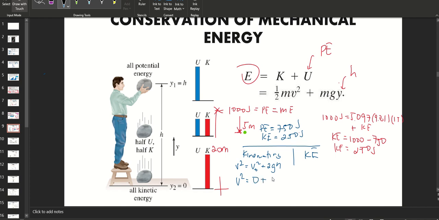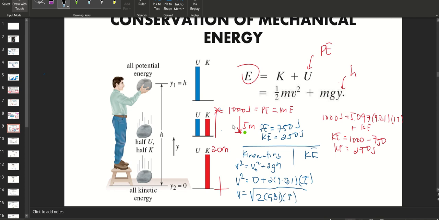So, 0 plus 2 times 9.81 multiplied by height. The height it dropped is 5. Wait, you might make a mistake and use the 15. No, you don't do that, because you are starting from this point to this point only. So, you're going to use 5. And then, basically, square root of 2 times 9.81 times 5.